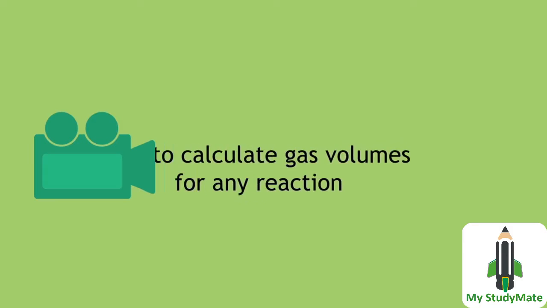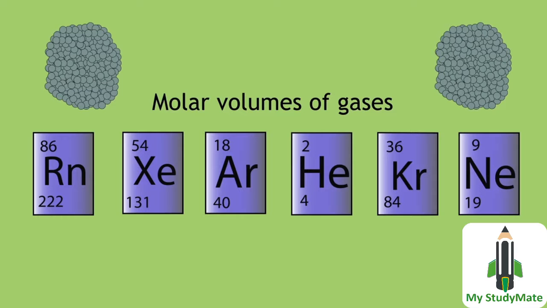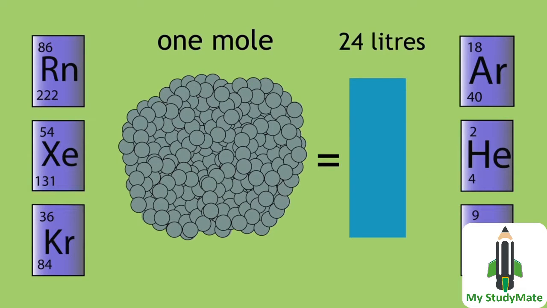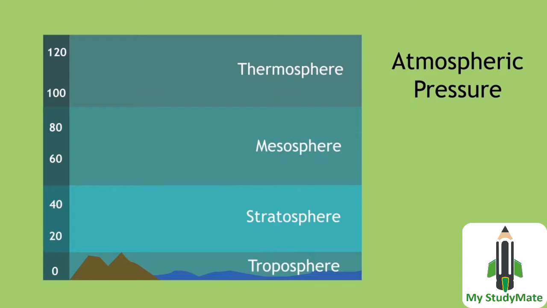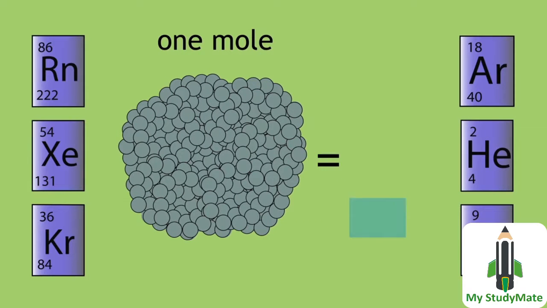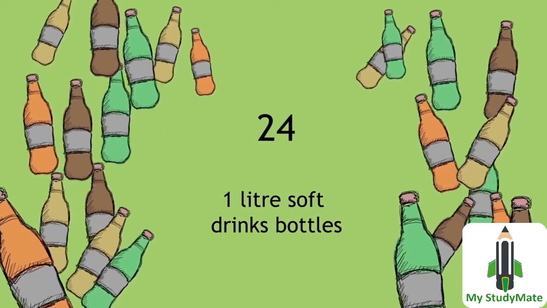In this video, we are going to learn how to calculate gas volumes for any reaction. In my previous video, molar volumes of gases, you found out that 1 mole of any gas occupies 24 liters. This is the same for all gases at room temperature and atmospheric pressure. So if we know that 1 mole of any gas occupies 24 liters, think 24 1-liter soft drink bottles.